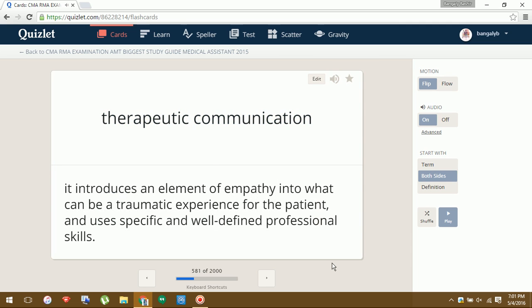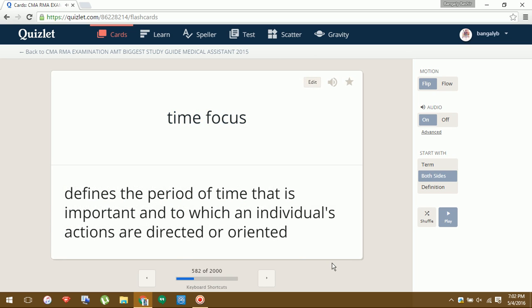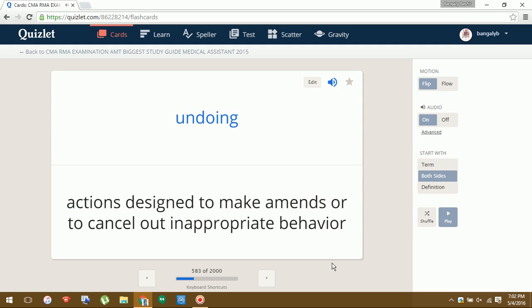Therapeutic communication. It introduces an element of empathy into what can be a traumatic experience for the patient and uses specific and well-defined professional skills. Time focus. Defines a period of time that is important and to which an individual's actions are directed or oriented. Undoing. Actions designed to make amends or to cancel out inappropriate behavior.